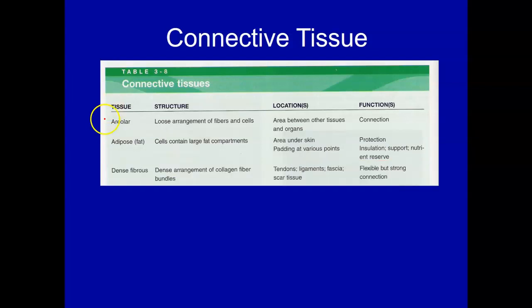So number 1, areolar. Number 2, adipose connective. Number 3, dense fibrous connective tissue. This is what we refer to as tendon or ligament. Scar tissue can be dense fibrous, and basically it's lots and lots of collagen fibers.